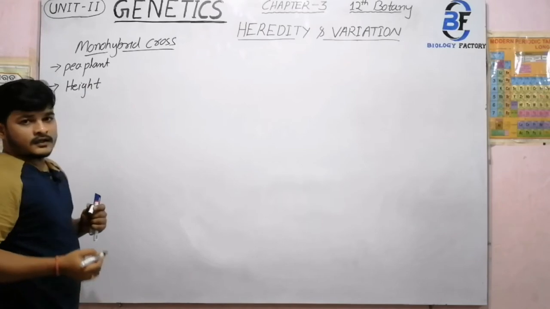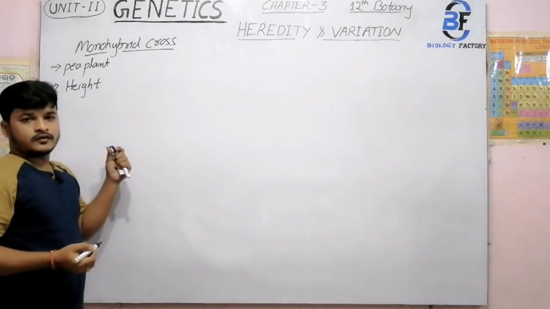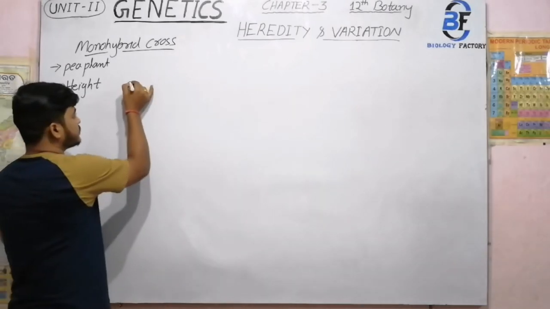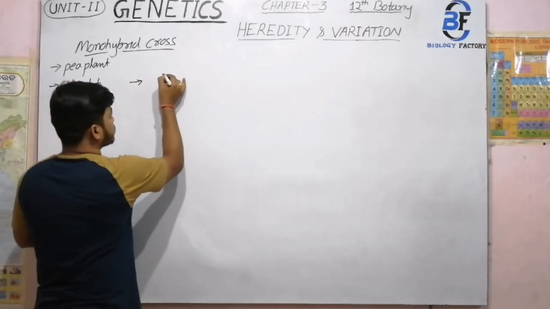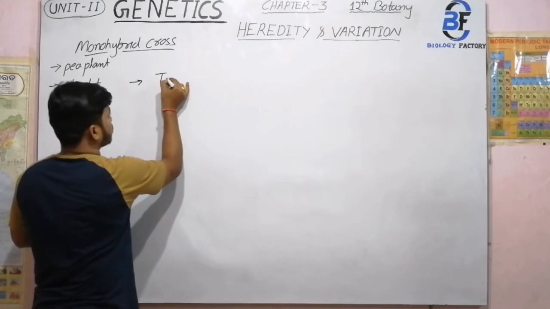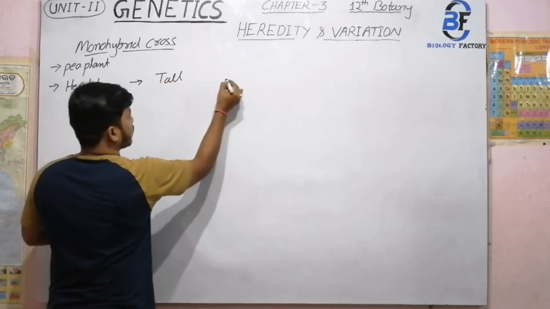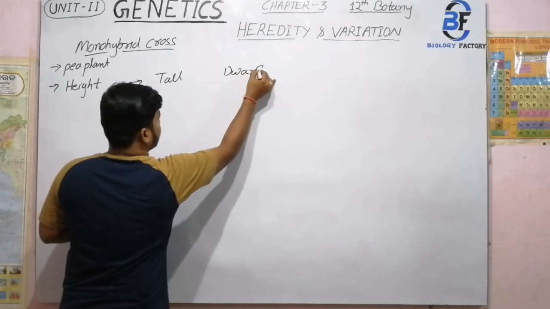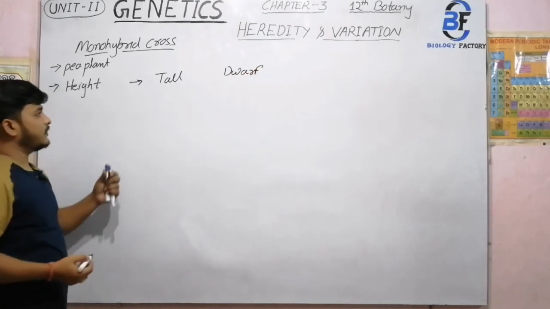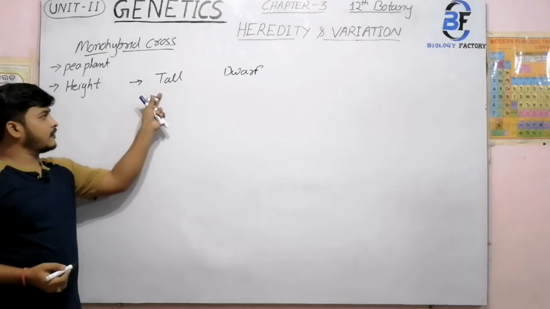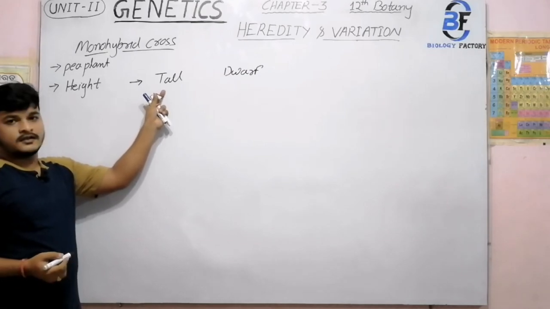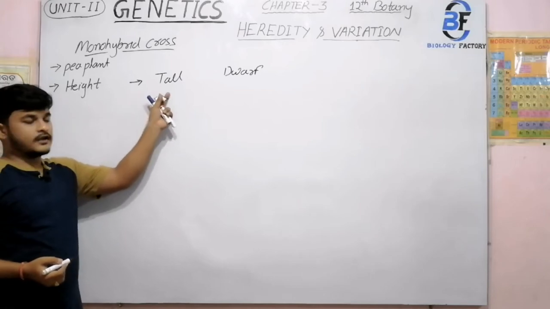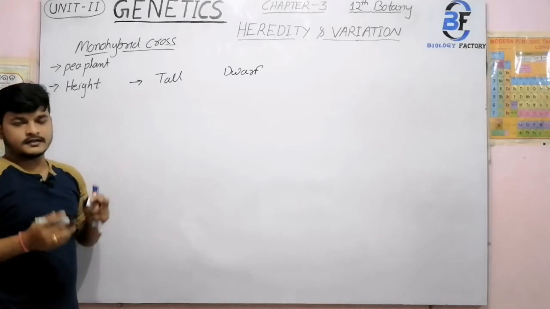According to the height, we can find two types of plants. One is the tall plant, another one is the dwarf plant. I just wrote it over here: tall and dwarf. So if we look at a plant, we see two types of characters according to height. One is tallness, another one is dwarfness.